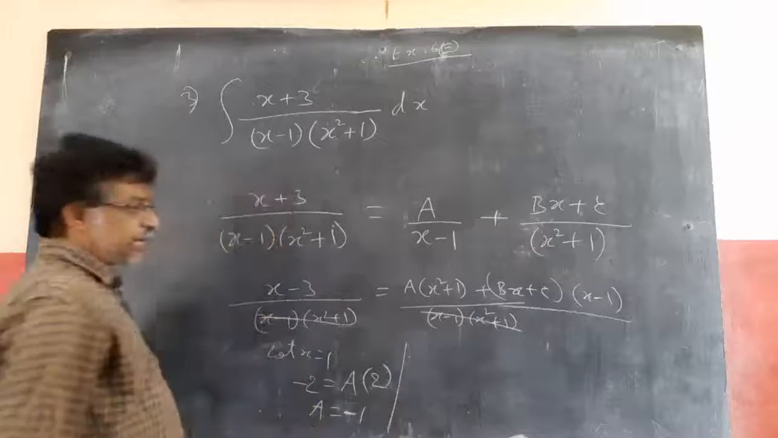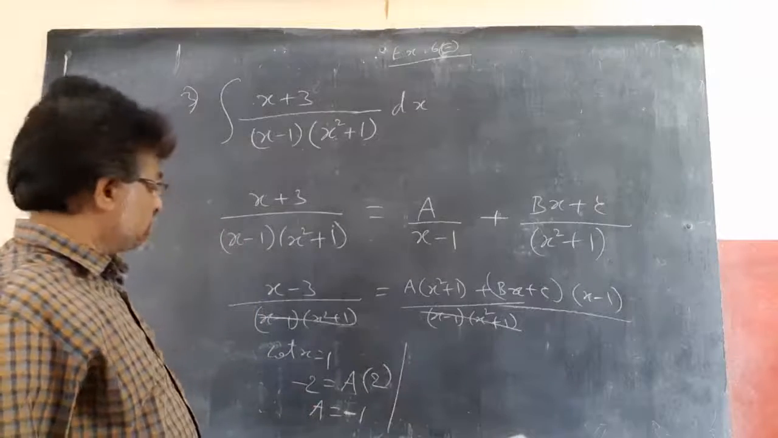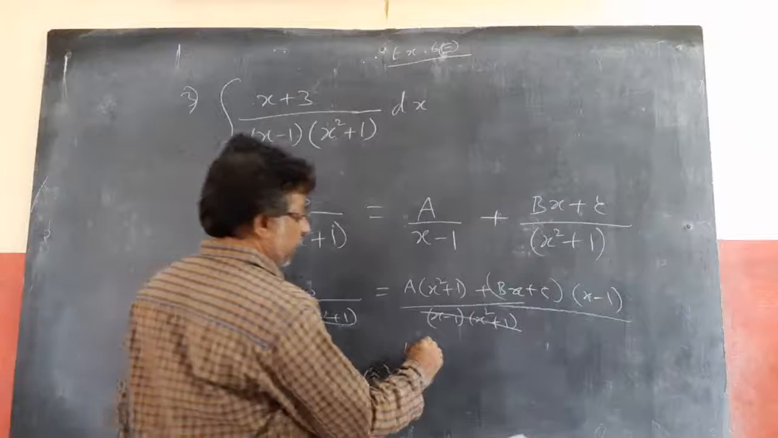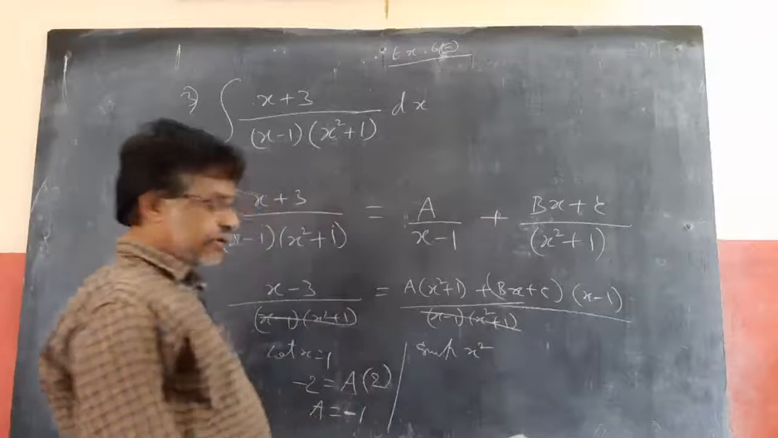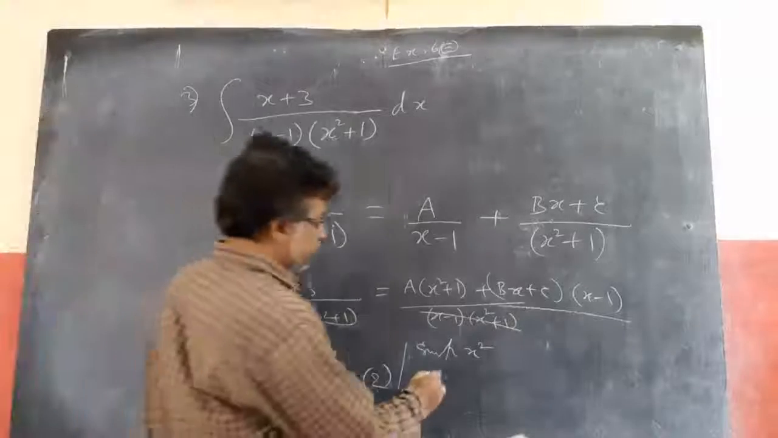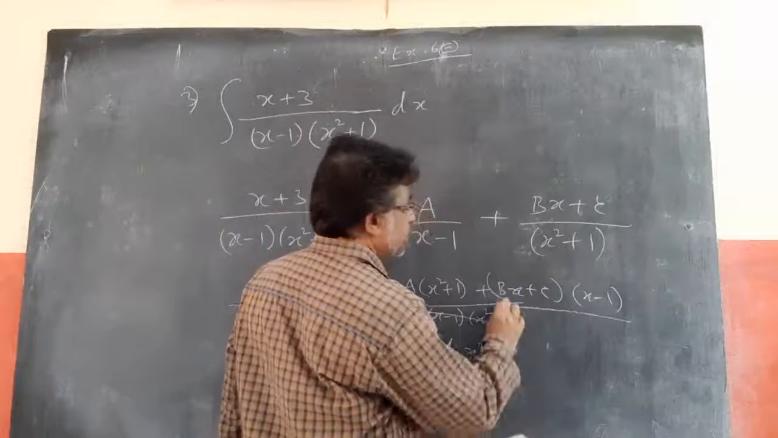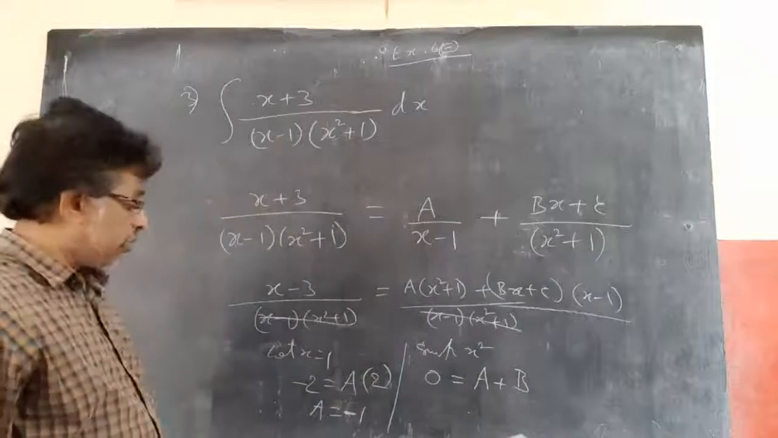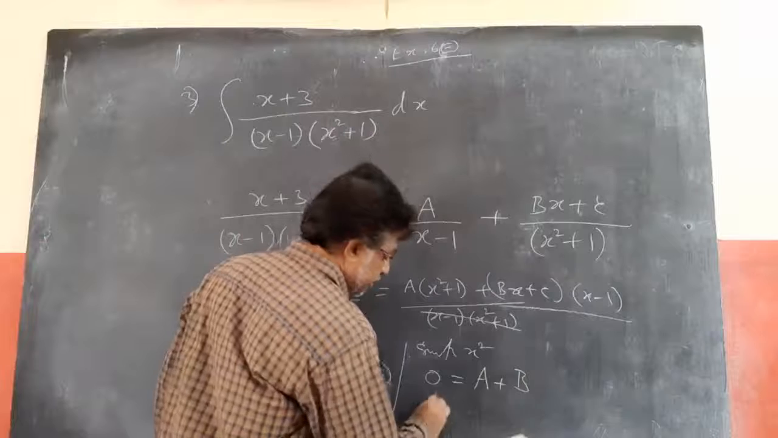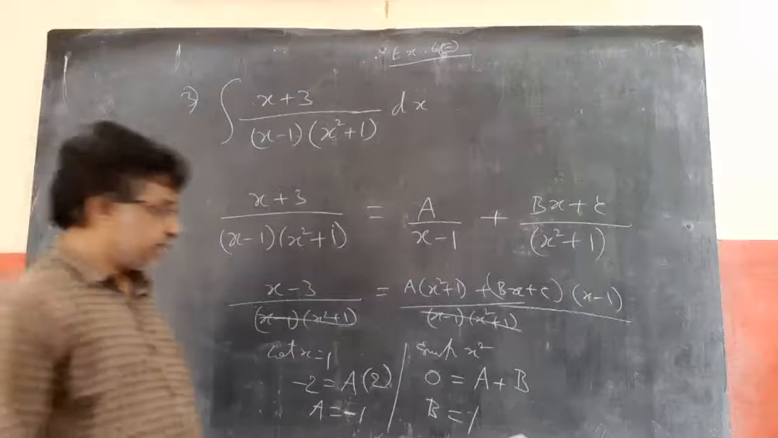Next, coming to b, you can go for comparing quotient, no other way. So go for comparing quotient of x square. Here there is no x square, so 0 equals, here a into x square, the quotient is a plus b. Now the a value, minus 1, I got. If I substitute, b is automatically plus 1. So b is plus 1.